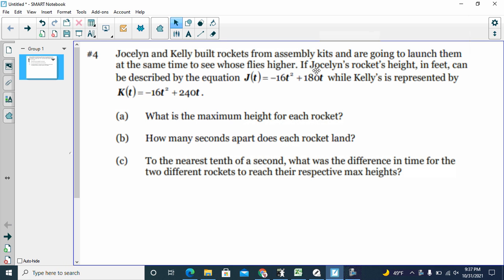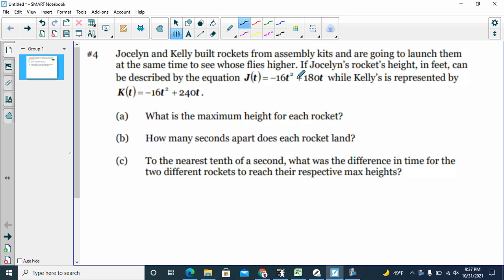Question number 4 on problem set 5 says Jocelyn and Kelly built rockets from assembly kits and are going to launch them at the same time to see who flies higher. Jocelyn's rocket height is given by the equation J of t equals negative 16t squared plus 180t. Kelly's is given by negative 16t squared plus 240t. Part A wants to know the maximum height for each rocket.